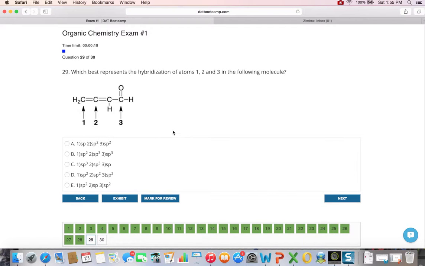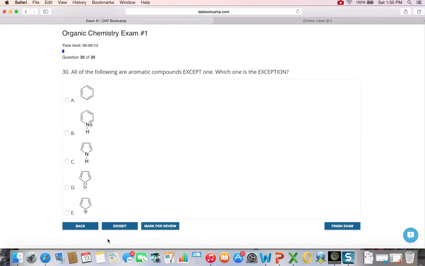29, hybridization, sp2, sp, sp2, that's E. And finally, all are aromatic except one. This one's not aromatic because it doesn't have 6 pi bonds.